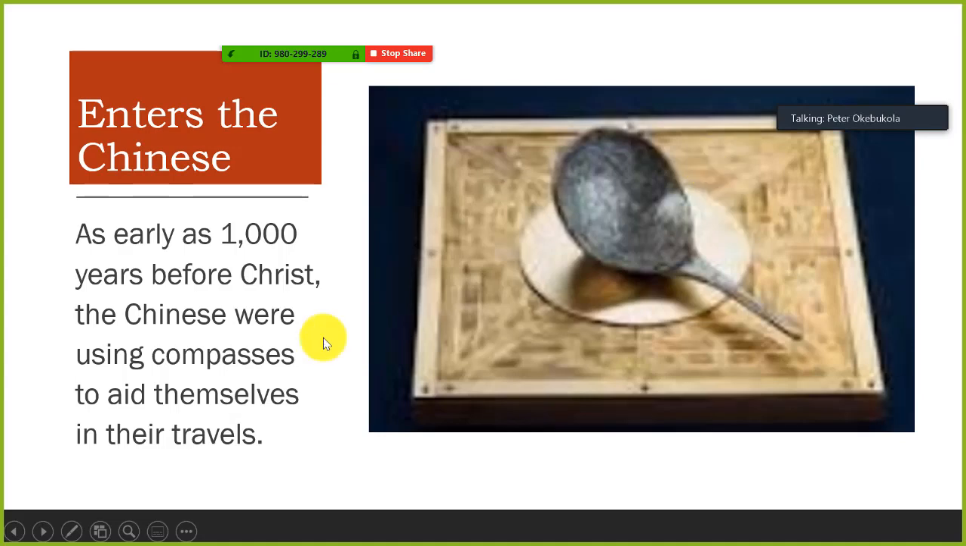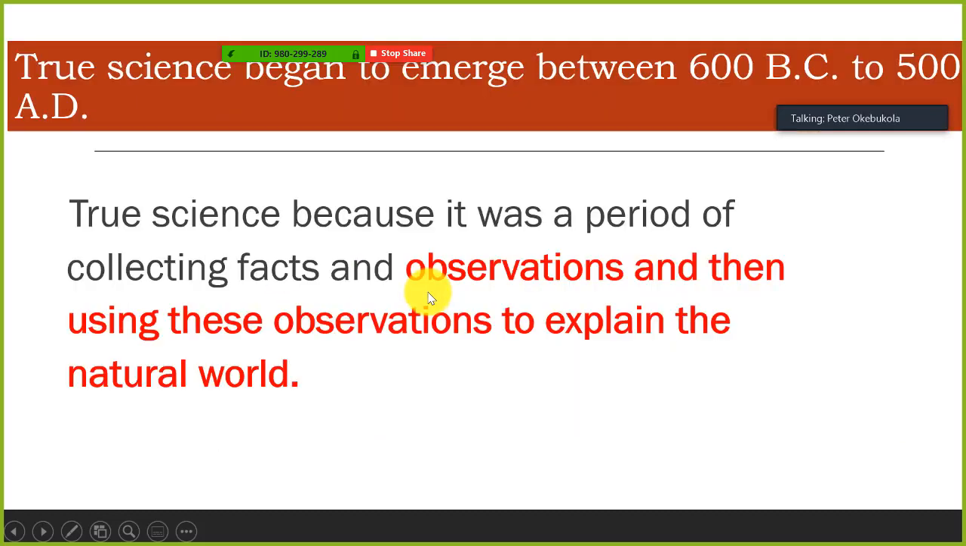So the Chinese came in 1,000 years before Christ. And they were the first to use compasses to aid their travels. I'm going to move fairly fast now.